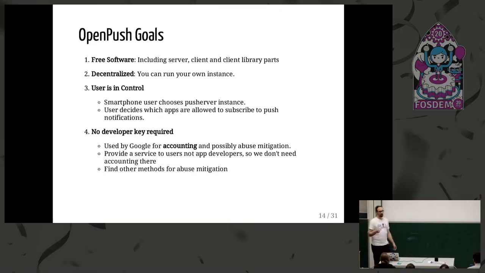And we can also do away with this developer key requirement because it's actually only used for accounting by Google. And as we want to be accountable to the user, not to app developers, we don't actually need APK to push account pairing. So you don't need this intermediary hub.